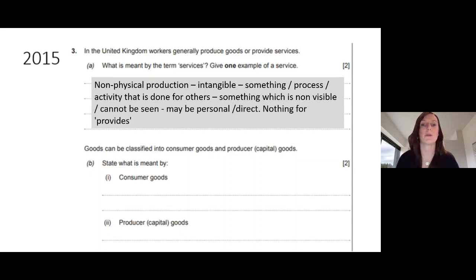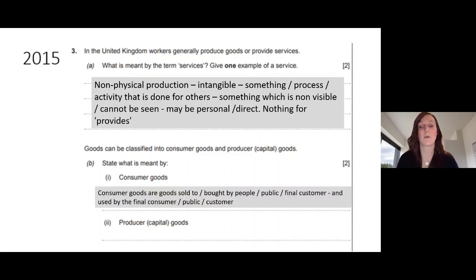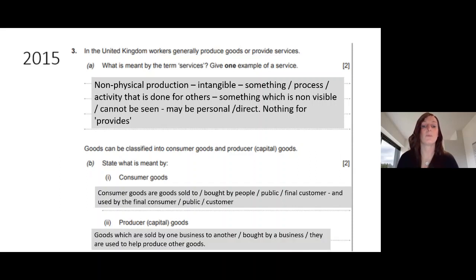So what are services? That's non-physical production. So it's intangible, a process or activity that's done for others. And then you've got consumer goods. These are bought by people, maybe the public, the final customer. And then you've got producer goods, which are goods sold by one business to another. So maybe the raw materials to make a ready meal, for example, would be a producer good.